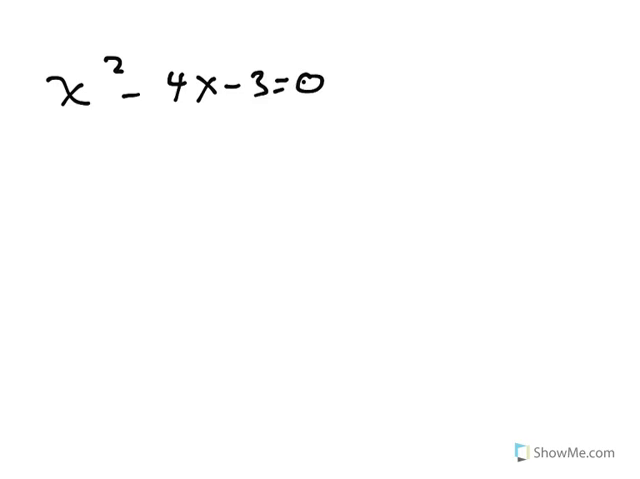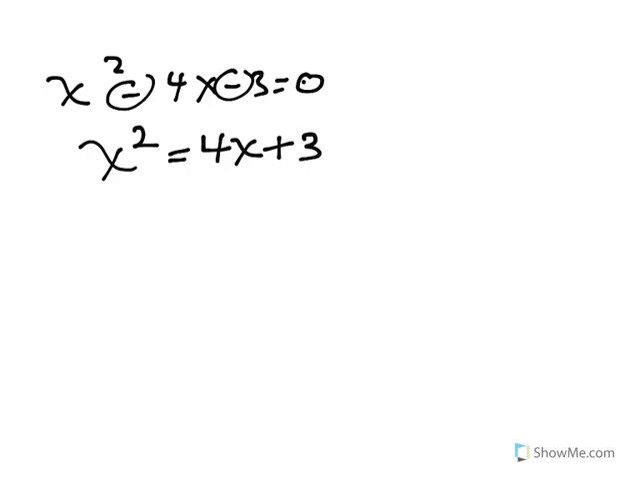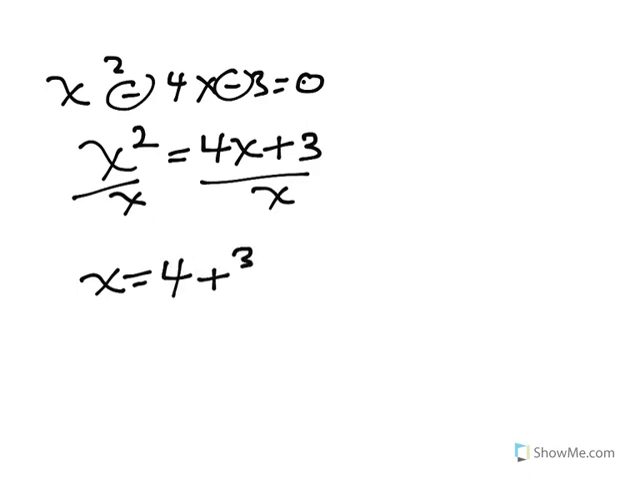What if, and I'm going to use this mainly if I have a negative sign here and here, what if instead I added the 4x and the 3 to both sides? Well, this is definitely considered to be bad form in algebra, but let's just see what happens. And what if now I divided both sides by x? I get x equals 4x over x, which is 4 plus 3 over x.